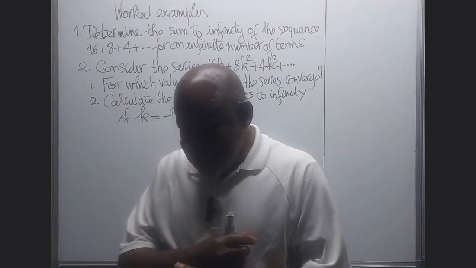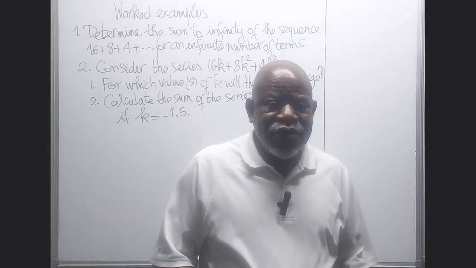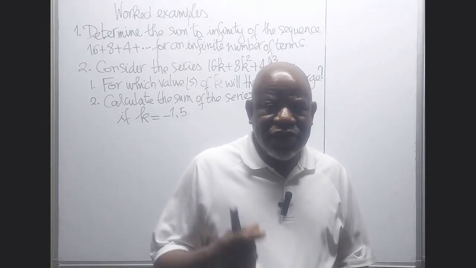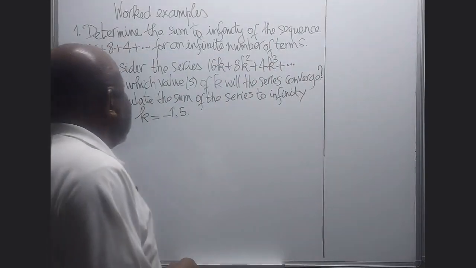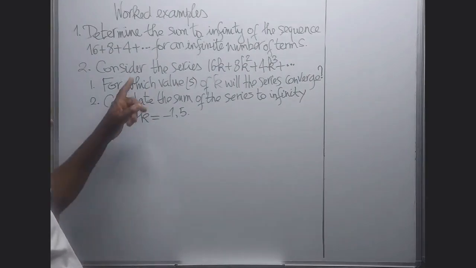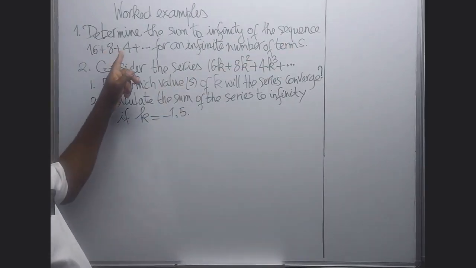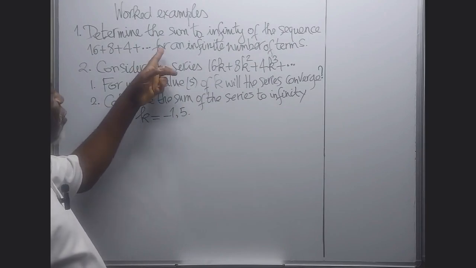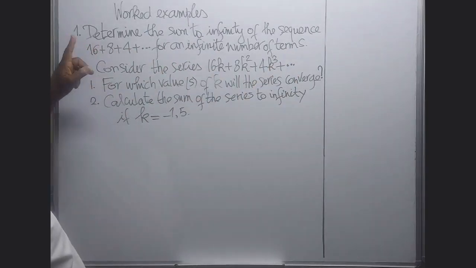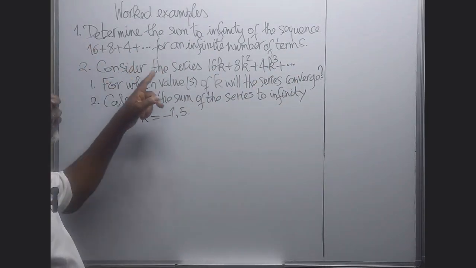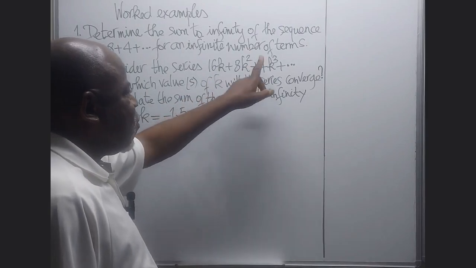Last time we were talking about the sum to infinity of a geometric sequence. So here we're going to have a couple of worked examples. The first one: determine the sum to infinity of the sequence 16 plus 8 plus 4 and so on, for an infinite number of terms. The second worked example is: consider the series 16k plus 8k squared plus 4k cubed plus and so on.